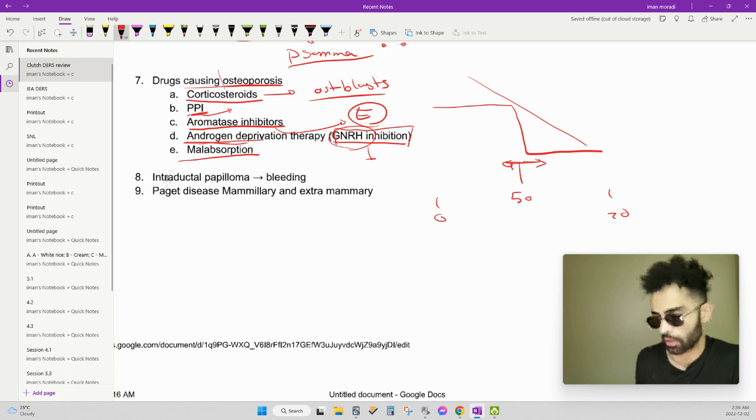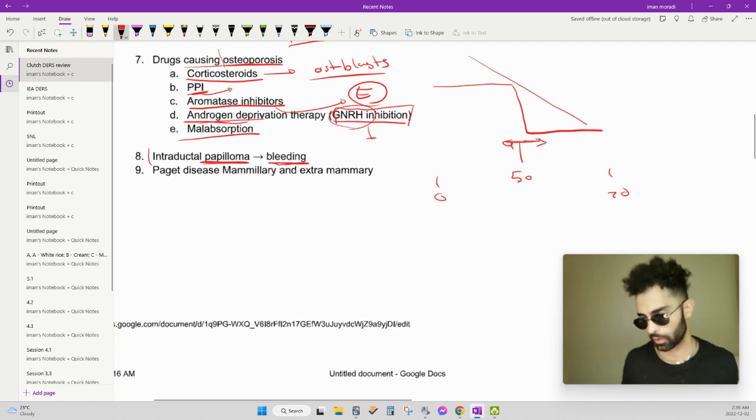Next point, I'm not going to explain a lot about it, but basically, when you have bleeding in the context of breast cancer and breast masses, papilloma is the first thing that should come into my mind, unless there are signs of clear malignancy. So bleeding, and papilloma is highly associated with that.